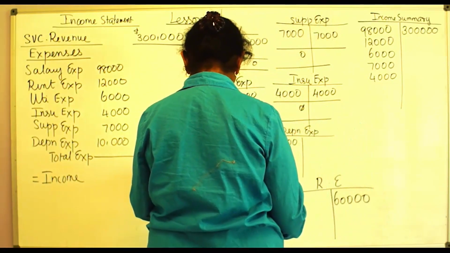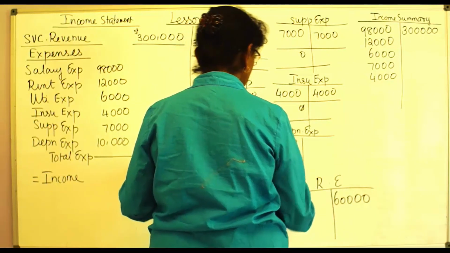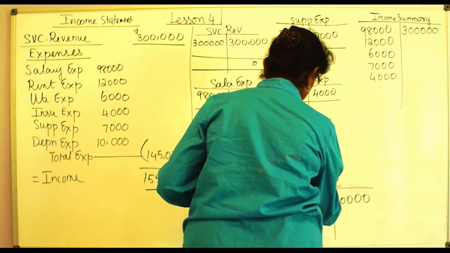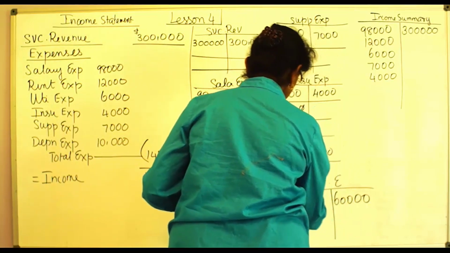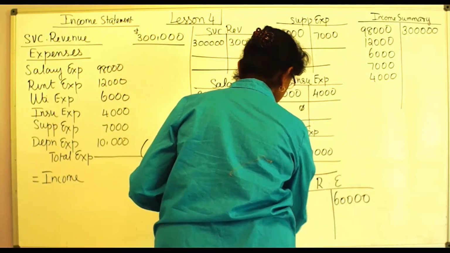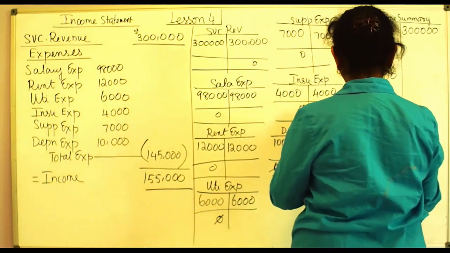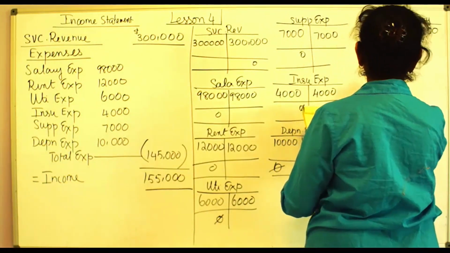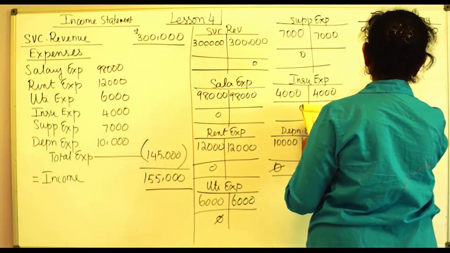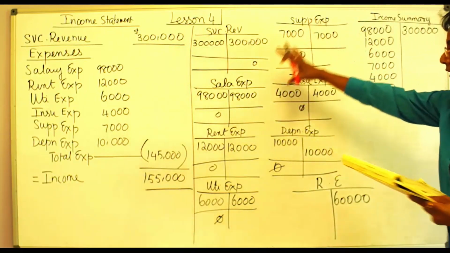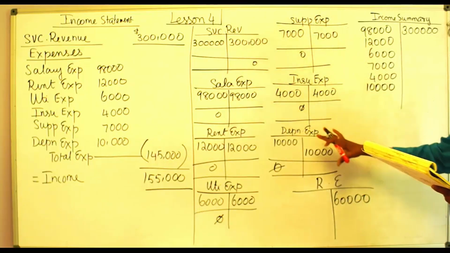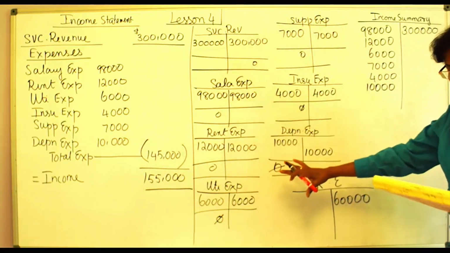Finally, depreciation expense, credit 10,000, balance is zero. Debit income summary 10,000. So we have closed the revenues and we have closed all the expenses. Those account balances are zero now.